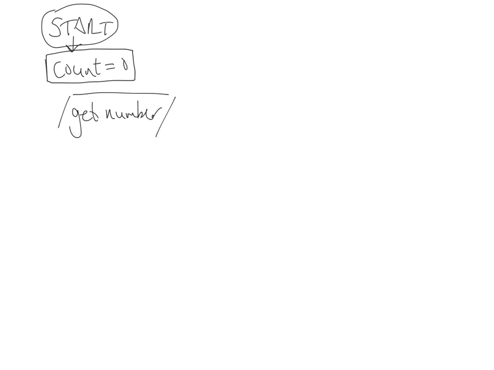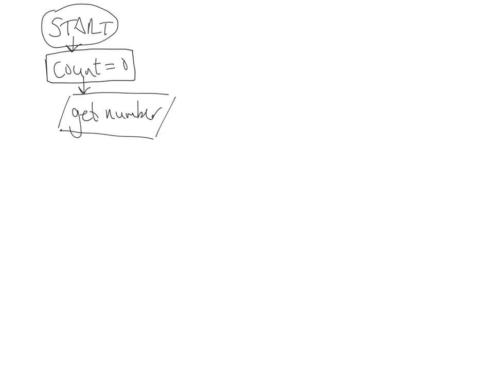And the first thing I want to do is have a loop counter, because I'm going to be doing this 6 times. And what am I going to be doing 6 times? Well, I'm going to get the number from the user. So it's a parallelogram.